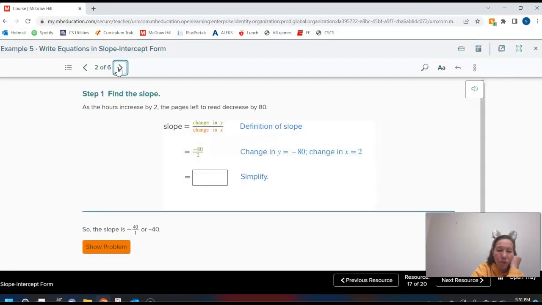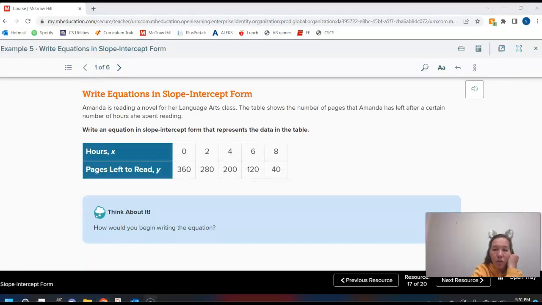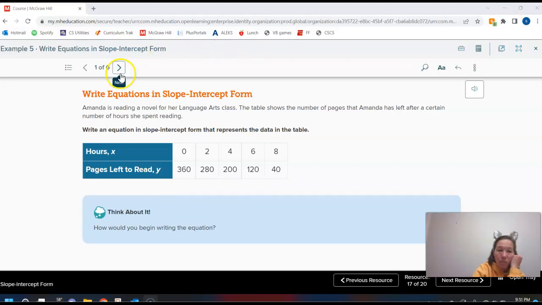Now if we look at this chart, what's happening to the hours? It's going up 2, up 2, up 2. And you can follow along. This is on page 231 if you didn't see it already. And this one, what's happening here? We're actually going down 80 each time, down 80. Okay, so x is going up by 2, but y is going down by 80.